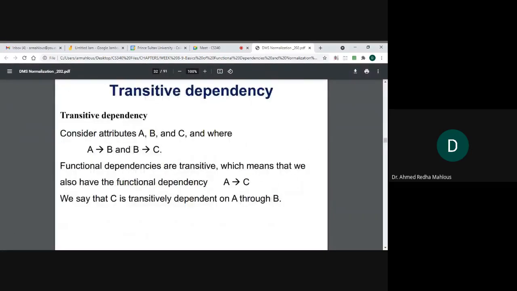Now in terms of transitivity, what is meant by transitivity? We say that we have a transitive dependency if I have, for instance, attributes A, B, and C, and I have the functional dependency A to B and B to C. We say that functional dependencies are transitive. That means we will have A to C. It's like transitivity in algebra.